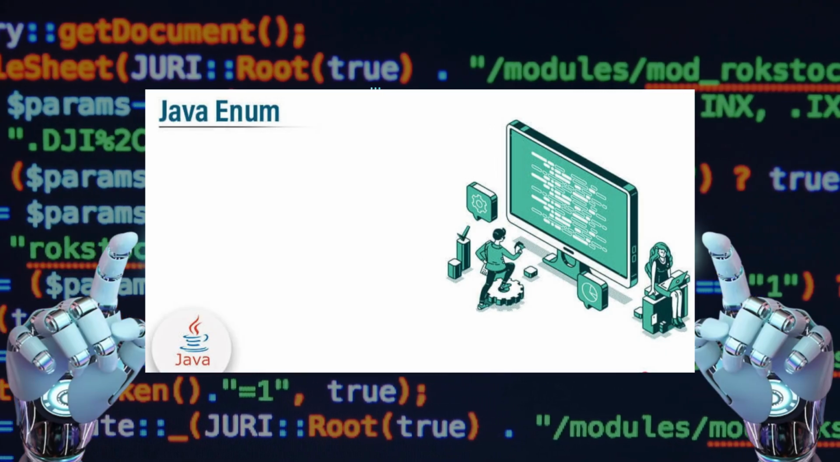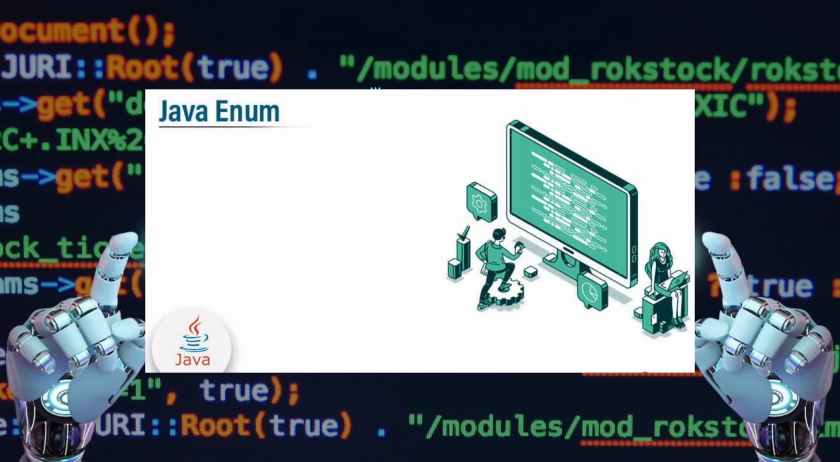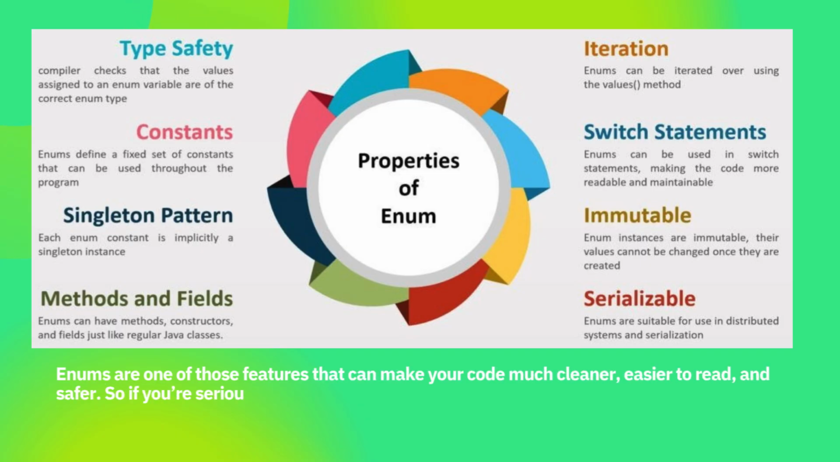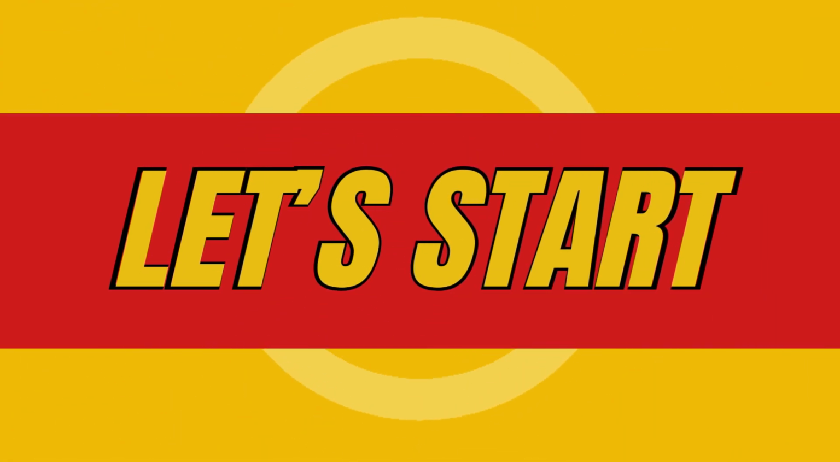In this video, we're going to talk all about enums in Java, what they are, when you should use them, and how to implement them in your programs with real examples. Enums are one of those features that can make your code much cleaner, easier to read, and safer. So if you're serious about writing professional Java code, this is a concept you want to master. Let's jump right into it.